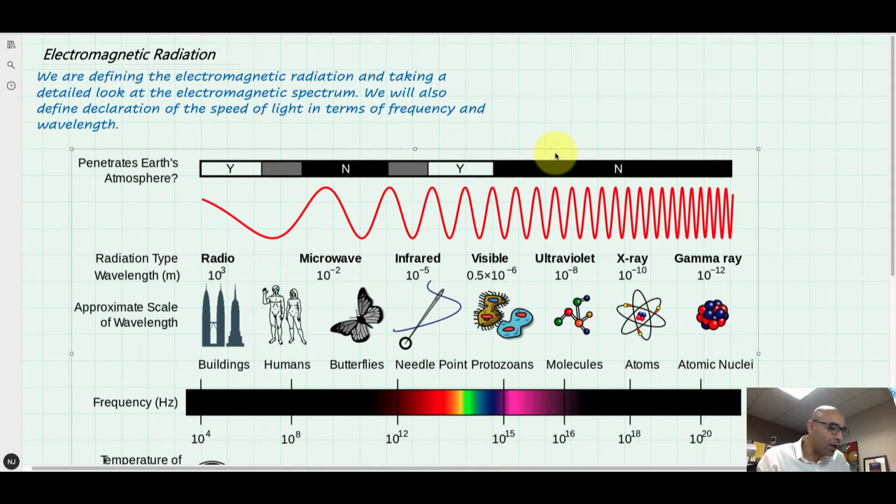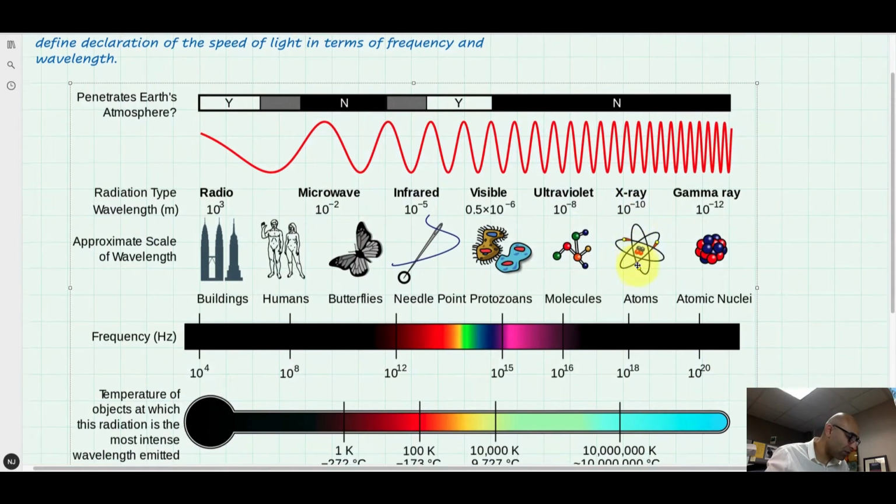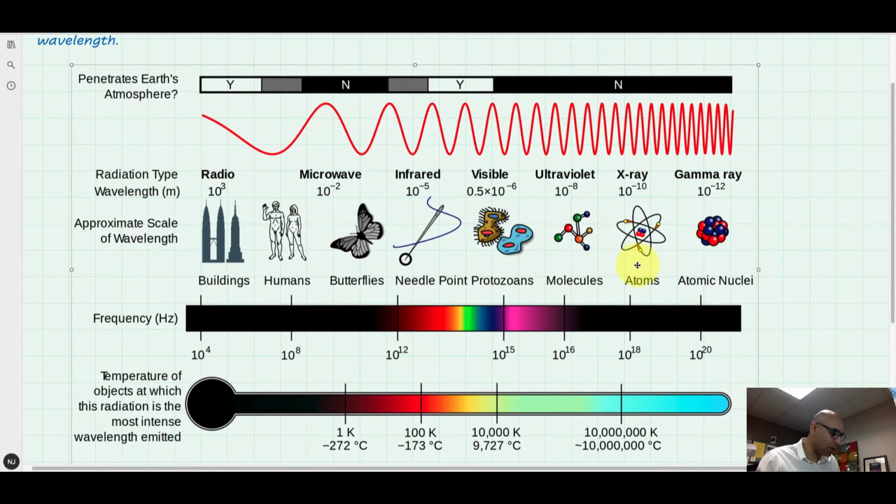So if we look here, this is the electromagnetic spectrum, and I took this picture from Wikipedia. Thank you very much, Wikipedia. In this picture, this is the wave that represents the electromagnetic radiation, that's how it should look. Then we start from the smallest wave to the biggest wave, okay? And this is actually a physical length, okay?